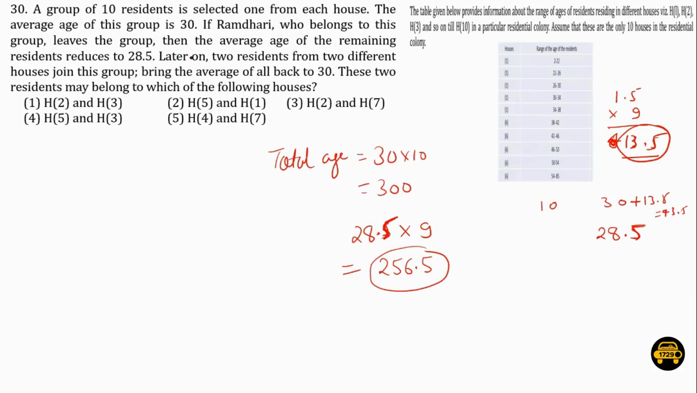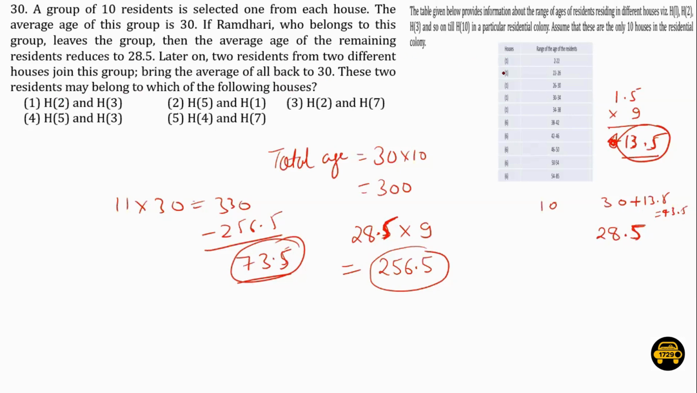Anyway, so moving forward, now 2 residents from 2 different houses joined this group and the average again came back to 30. So now there will be 11 people in all and the average is 30. So the total age will become 330. And the current age before they joined was 256.5. So basically the sum of ages of the 2 people who joined is 73.5. Right. Now we have to identify which of the following houses these 2 residents may belong to.